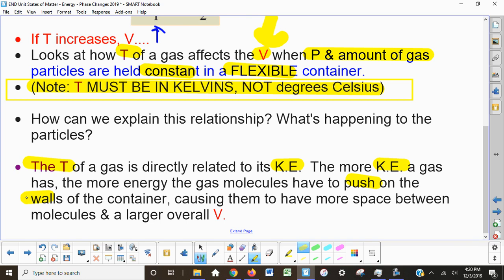But since the walls of the container are flexible, they would give to that force. It's going to push the walls of the container out and have more space. And that's how you keep pressure the same in that kind of a situation, since we're changing temperature here, and then overall have a larger volume.